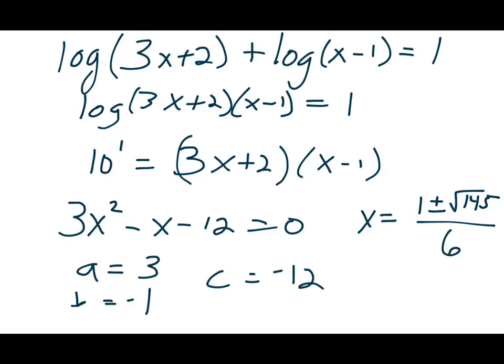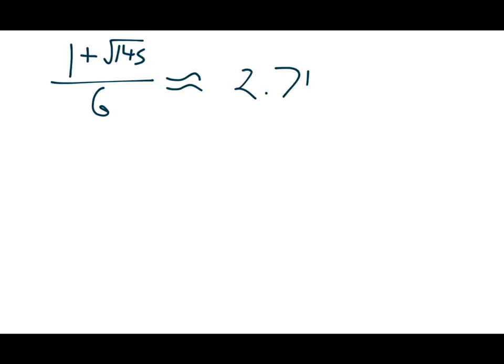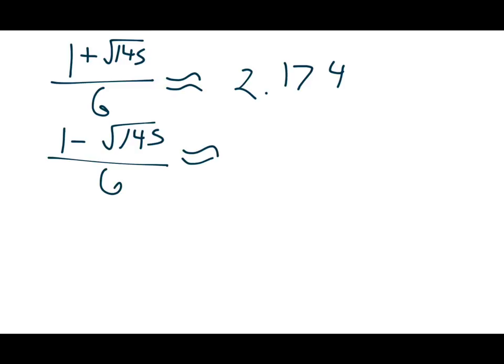Okay, if you're unsure what that is, 1 plus the square root of 145 over 6 is approximately 2.174, and 1 minus the square root of 145 over 6 is approximately negative 1.84.